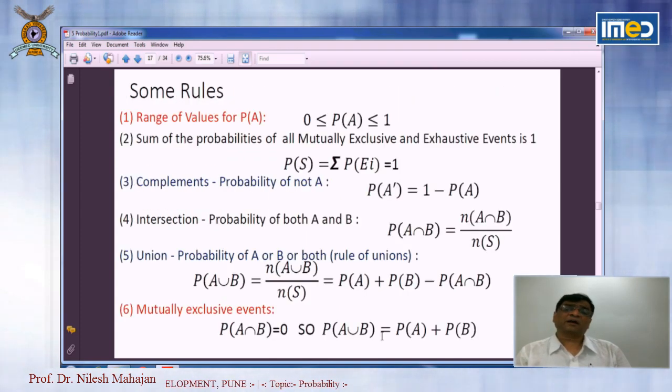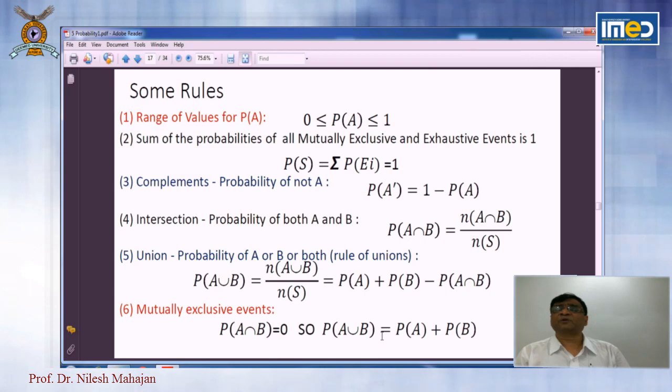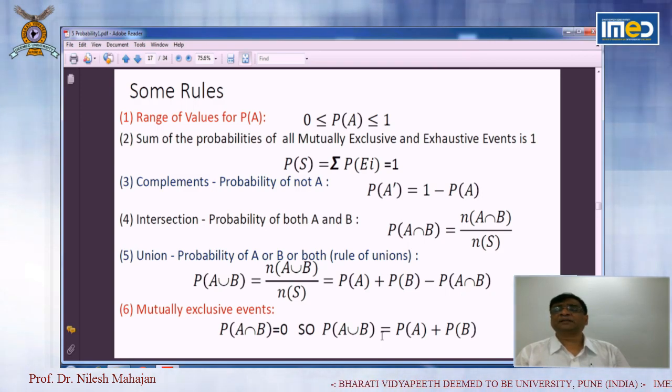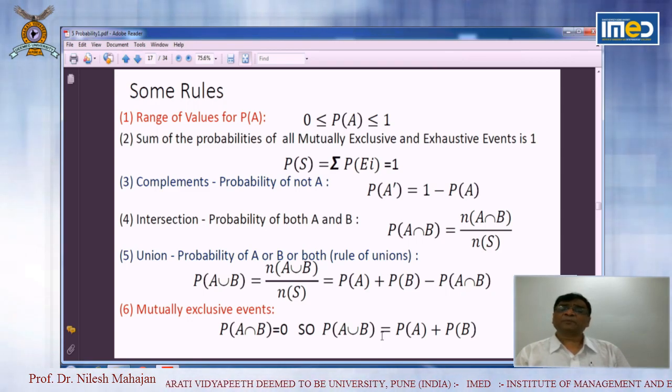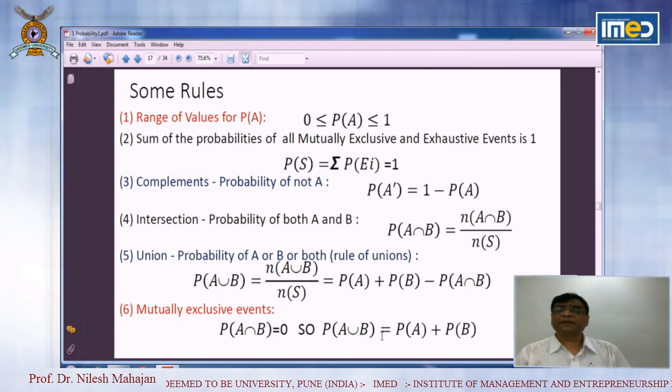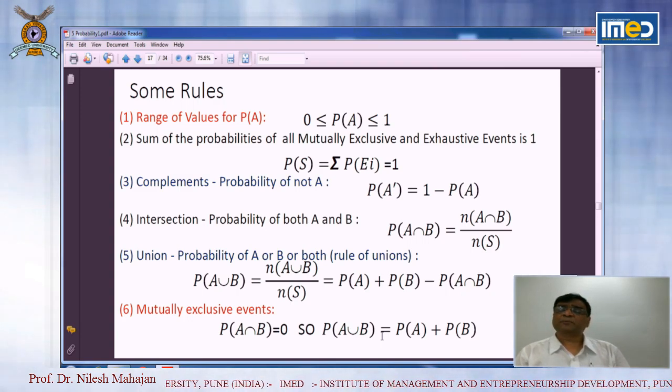Some rules are required in probability. How are the rules applicable in probability? The first rule is the range of values for P(A): P(A) is greater than or equal to 0 and less than or equal to 1. That is the range of values of P(A). It means P(A) lies between 0 and 1. The second rule: the sum of the probabilities of all mutually exclusive and exhaustive events is 1. So we can define P(S) equals the summation of P(Ei) equals 1. The third rule is complements, that is the probability of not A. We can define P(A') equal to 1 minus the probability of A.